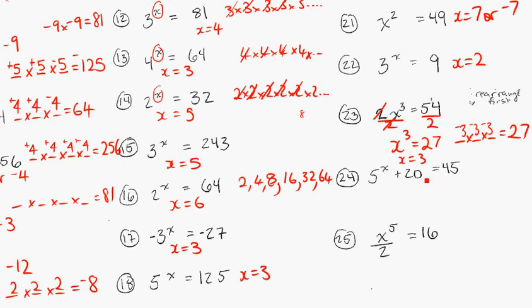Right, 5 to the power of x plus 20. So let's get rid of the 20 first. And I can see that x equals 2. 5 squared is 25.